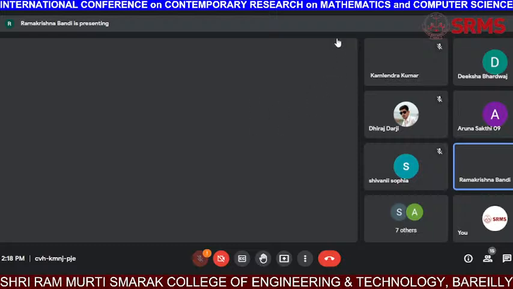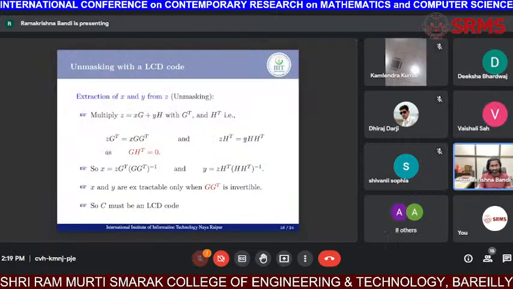We know the relation between G and H, no? G into H transpose equals 0. Therefore, this second term becomes 0. So when I multiply with H transpose, the first term becomes 0. So here XG transpose is XGG dash, and Z H transpose is equal to Y H transpose.